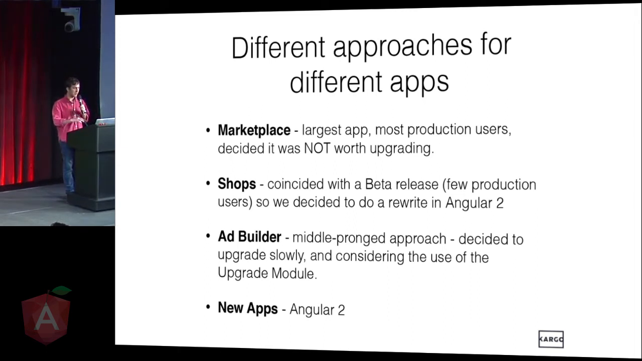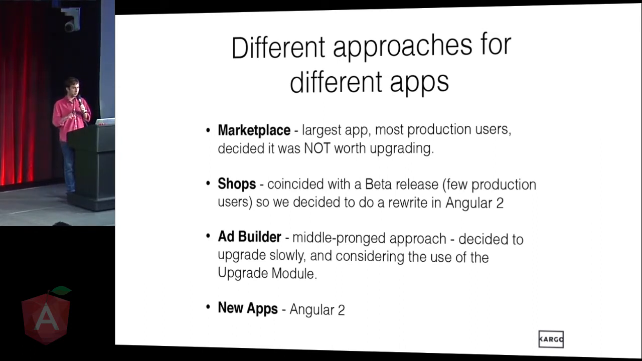Now, as a counterpoint to that, Shops, the one that I showed before, that was sort of a buying interface where you choose what you want to buy. That one actually coincided with a beta release. We did not have a ton of production users yet. And that one, we just said, you know what? Let's start over with Angular 2. And that turned out to be much faster and much easier than using the upgrade module. So, it's definitely a trade-off, and you need to consider how many production users you have.